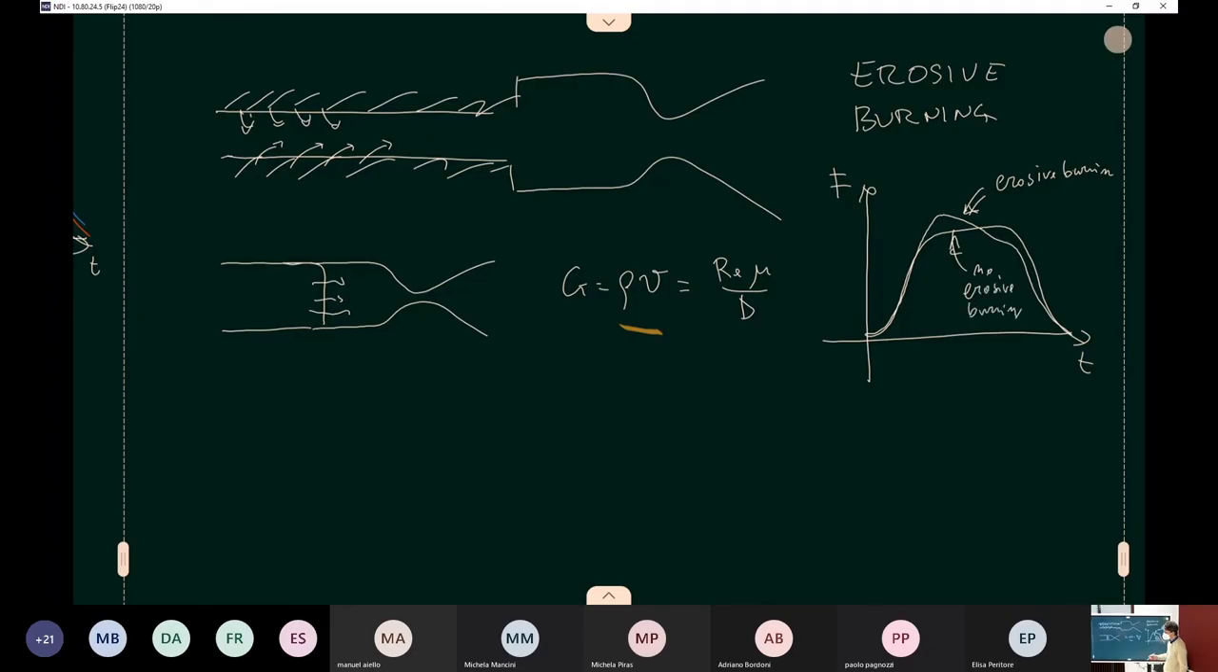So you see that here, this erosion is not a mechanical erosion, it's just a word that is used to identify the increased heat exchange due to the convective effects.